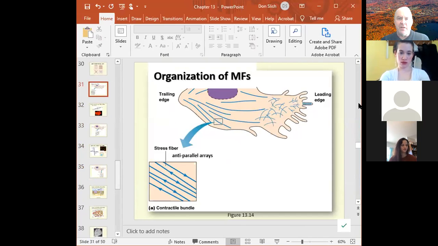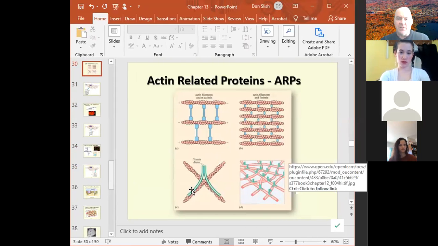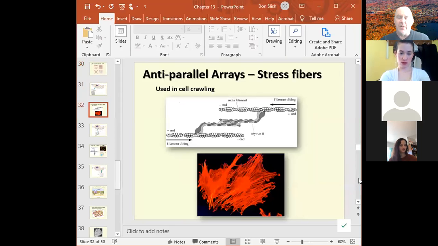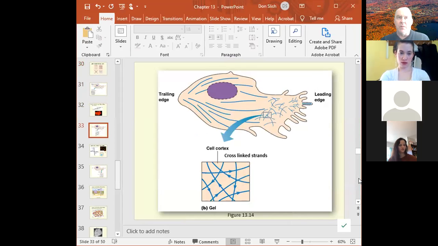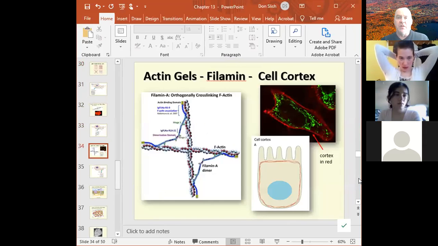Back up a tad. So there's your filamin dimer again, attaching to two different microfilaments, and that holds them all together. And I'll show you another representation of a mesh in a minute when we talk about the cortex in more detail.